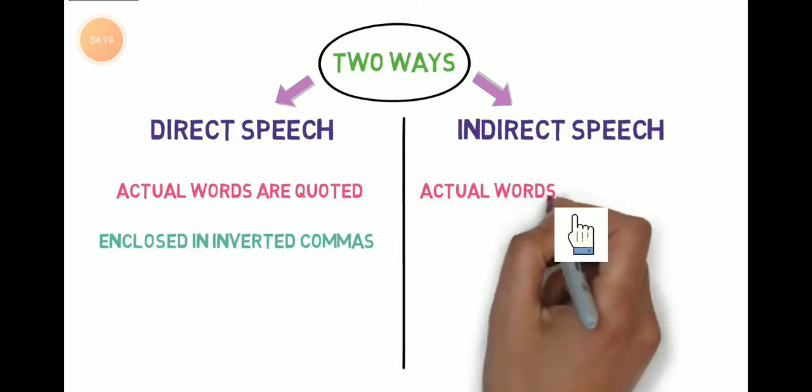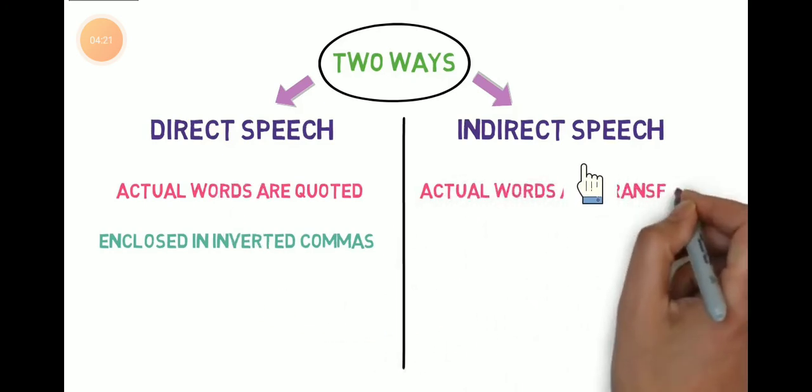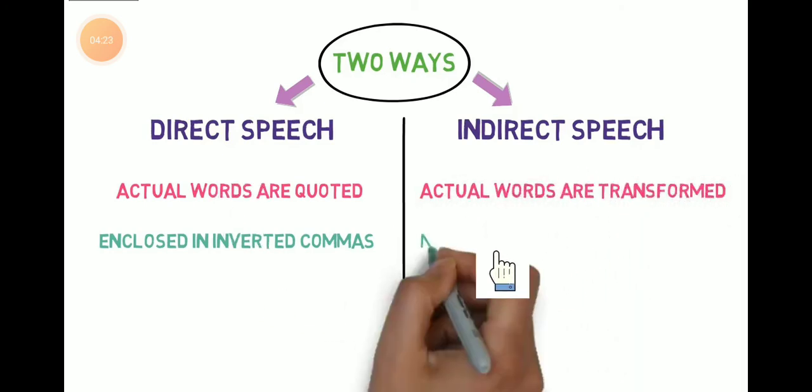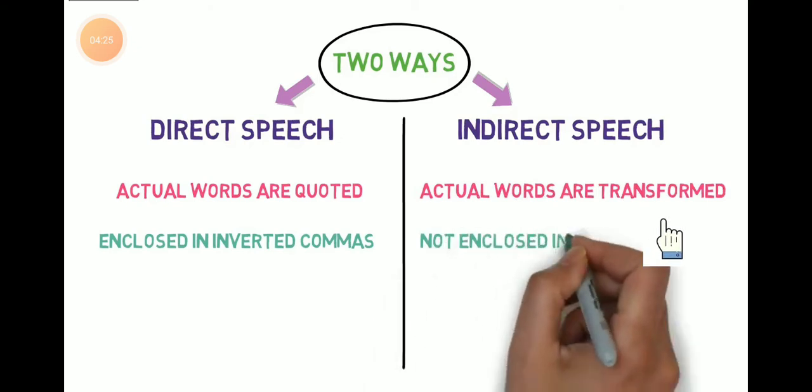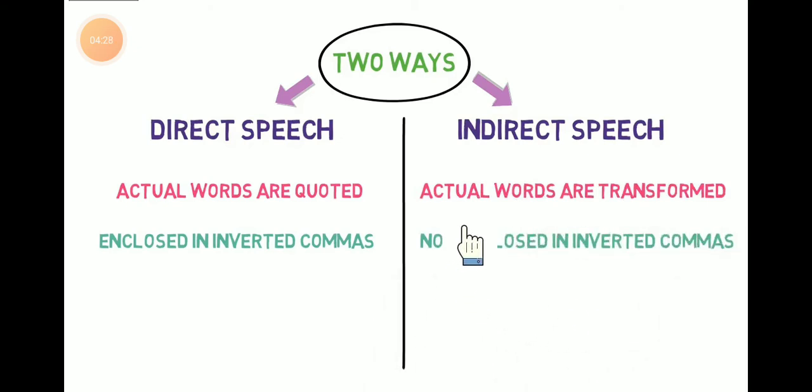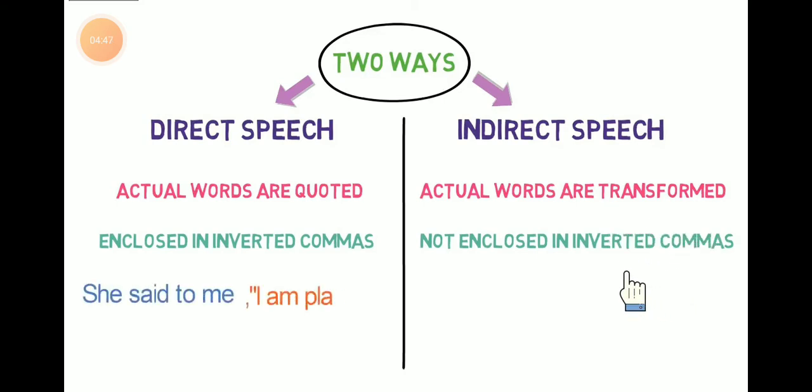And what is indirect speech? So student, see here thoroughly. See, actual words are transformed. What is indirect speech? Actual words are transformed. And it is not enclosed in inverted commas. So indirect speech is never enclosed in inverted commas, and here the actual words are transformed, okay, with the help of the tenses, pronouns and the reported verb where the inverted comma is taken away.